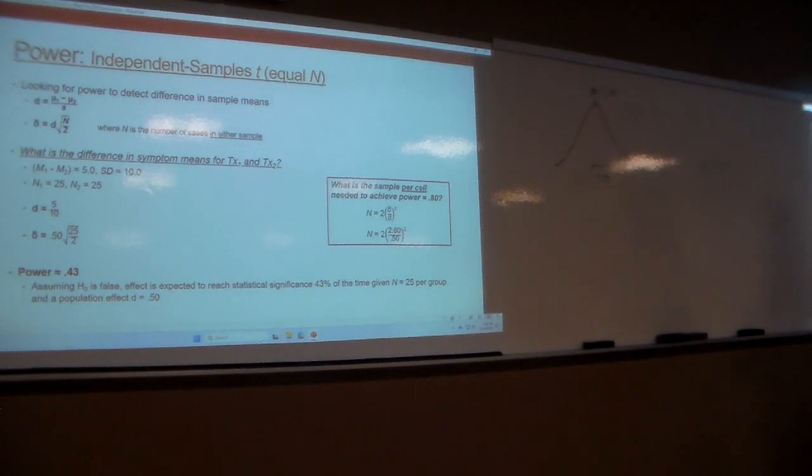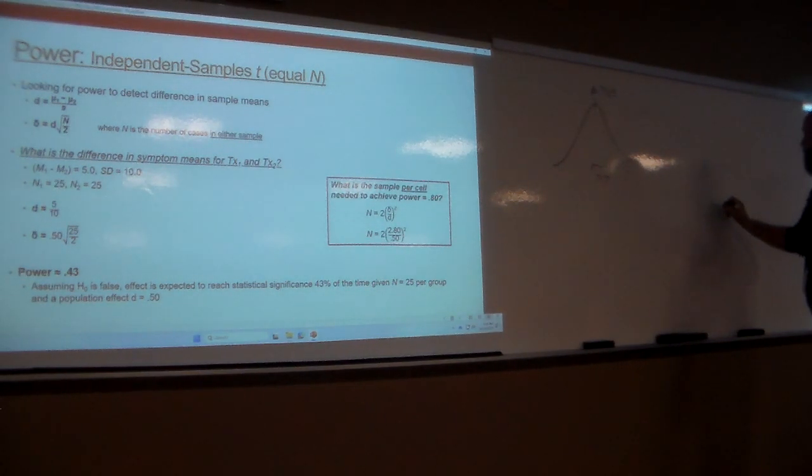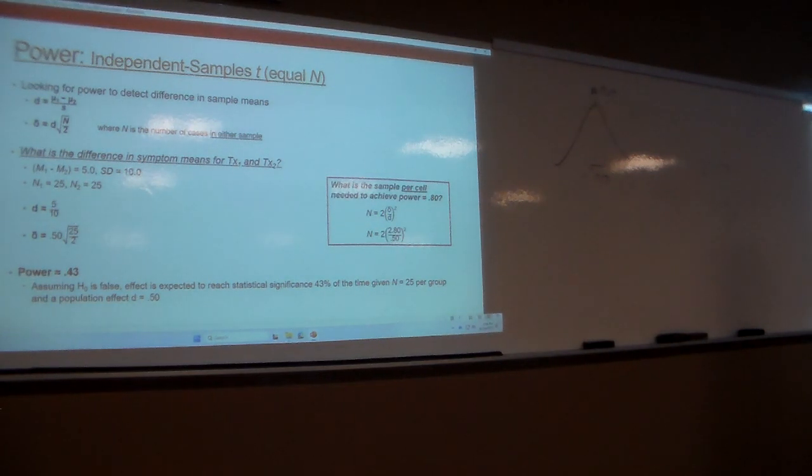63. Yeah. What is it? 63. Okay. So what is my total sample size? 126. 126. Okay. And so remember that, because again, this is looking at each sample, right? So each cell, I would need to have 63 people in each cell. Total sample, 126, which is considerably larger than what I had here.